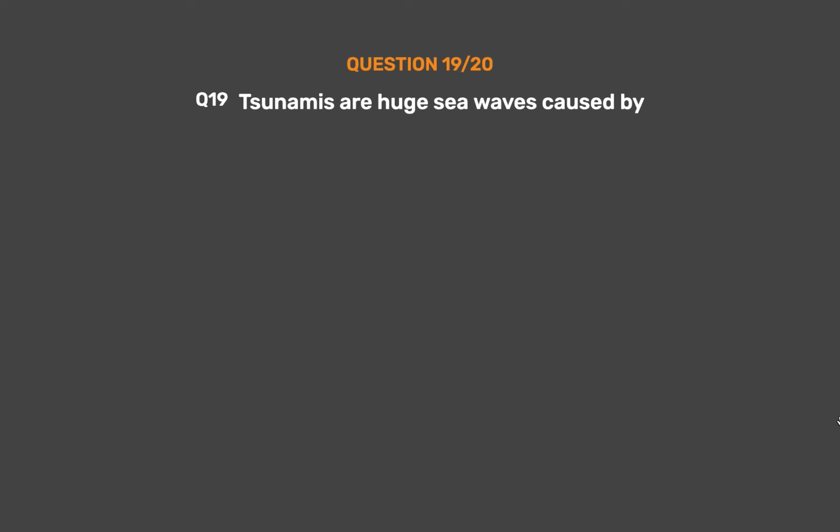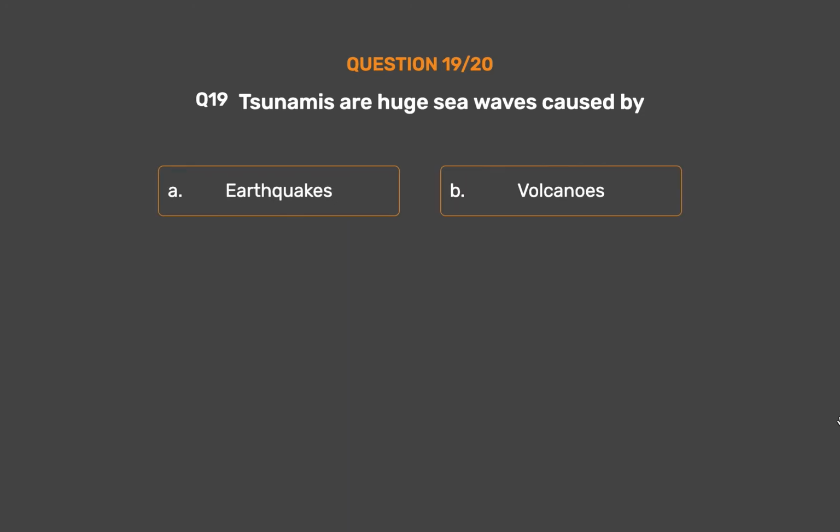Question number 19. Tsunamis are huge sea waves caused by option A. Earthquakes. Option B. Volcanoes. Option C. Winds. Option D. Icebergs.